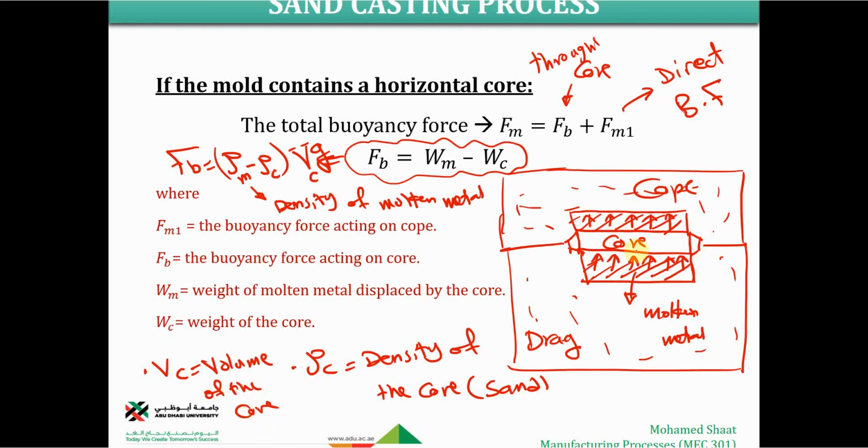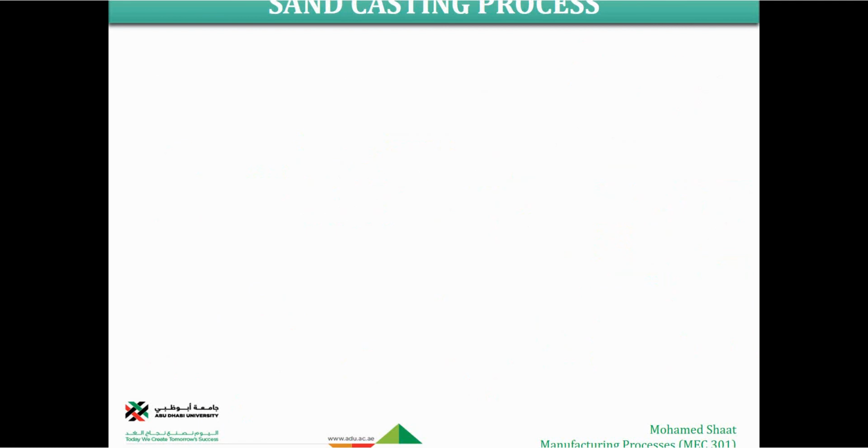So in case we have a core that is located horizontally in the sand mold, definitely we have to consider another pushing that comes from the core itself, and the total force will have two components, one direct and one indirect through the core. This is what we are going to discuss when we consider examples in more detail in the next meeting.